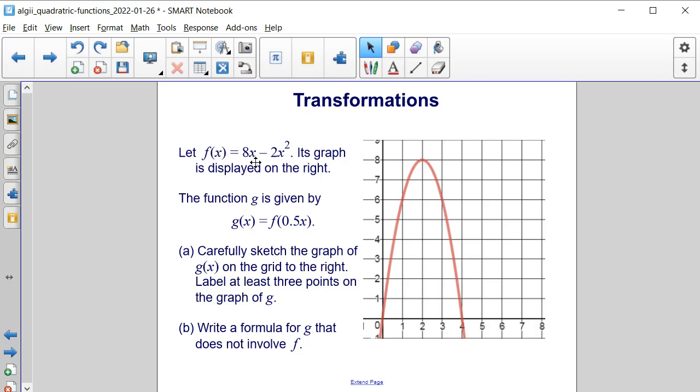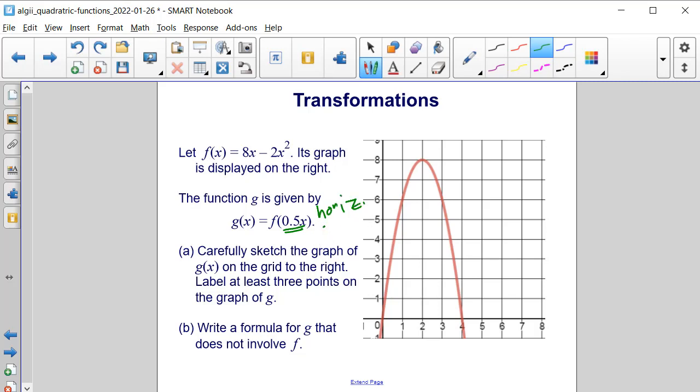Let f of x equal 8x minus 2x squared. Its graph is shown here to the right. The function g is given by g of x is equal to f of 5/10 times x. Carefully sketch the graph of g of x on the grid to the right and label at least 3 points on the graph of g. Well, what we should notice with this function is that we have a 5/10 next to the x. So what that's representing is a horizontal stretch.